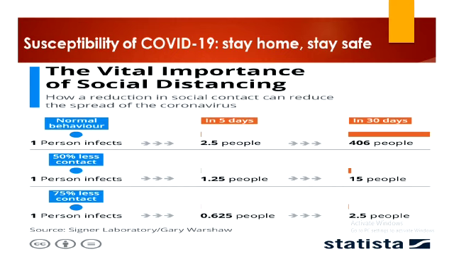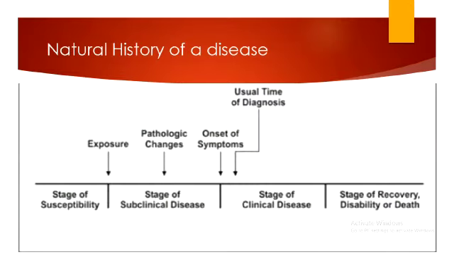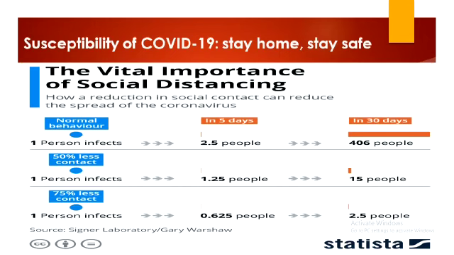So, as you can recall from here, the first stage was the stage of susceptibility when the pathogen is there and there are chances that the human body can be exposed to the disease. It is very much important because in preventable and communicable diseases like SARS, COVID-19, the period of susceptibility is the most important in deciding the disease process. So that's why we all are staying home so that we can stay safe.